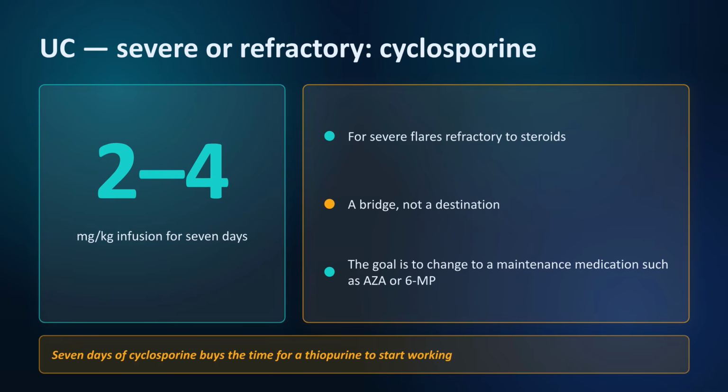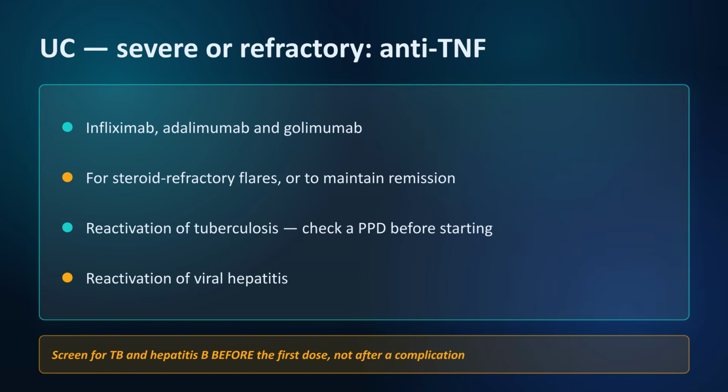So what those 7 days actually buy you is time. Time for a slow-acting thiopurine to begin working. If nothing is started underneath it, the bridge simply ends. Monitor renal function, blood pressure, and drug levels throughout the infusion. Anti-tumor necrosis factor agents also sit at this level: infliximab, adalimumab, and golimumab.